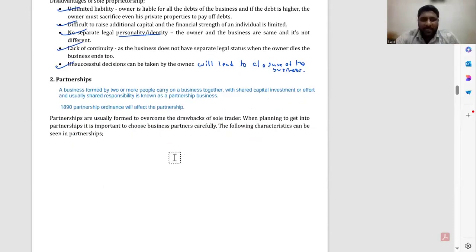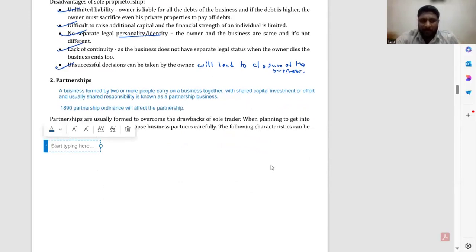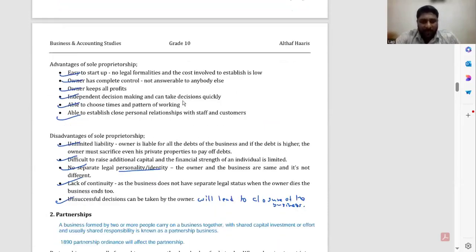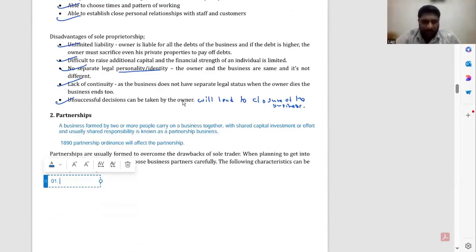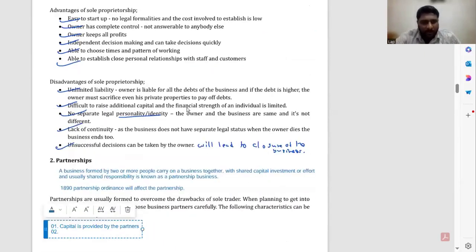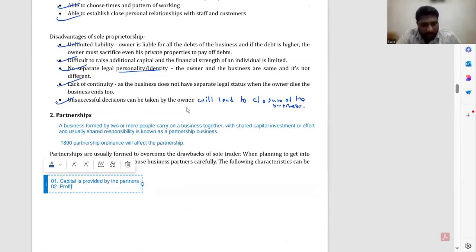So now let's write certain characteristics of partnership, like what we wrote previously for the characteristics of a sole trader. Capital is provided by the partners. And second one, profits are shared between the partners.